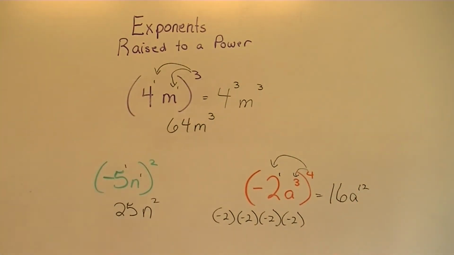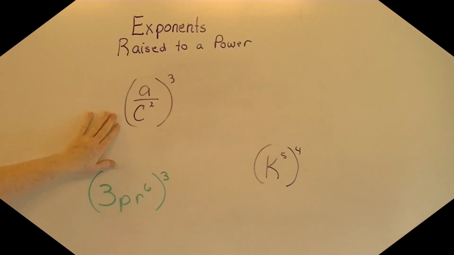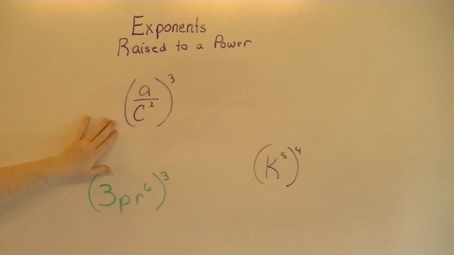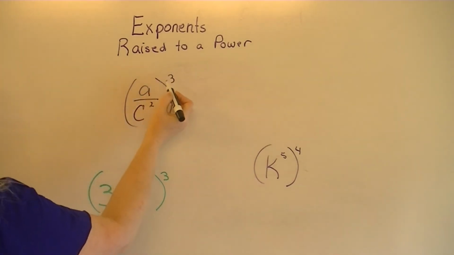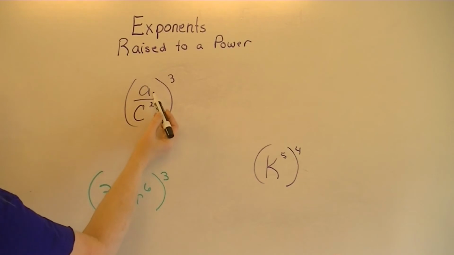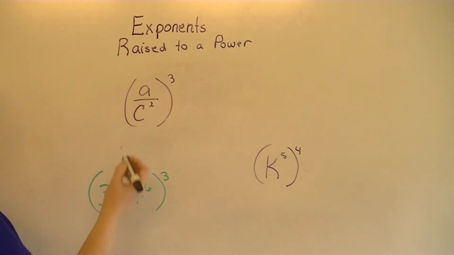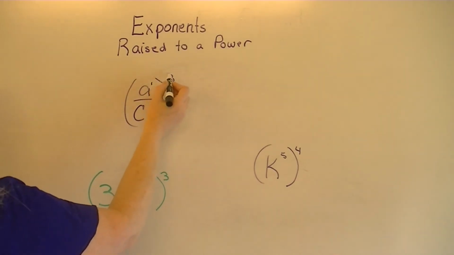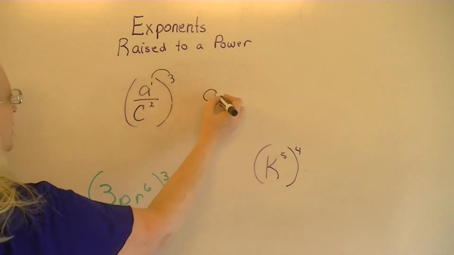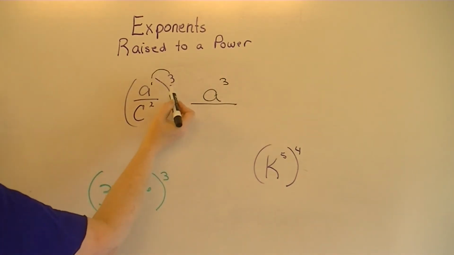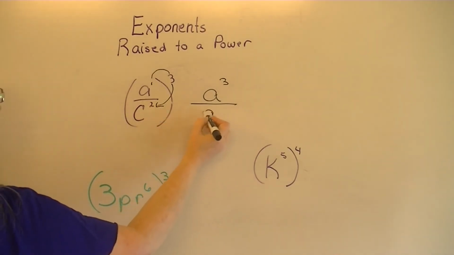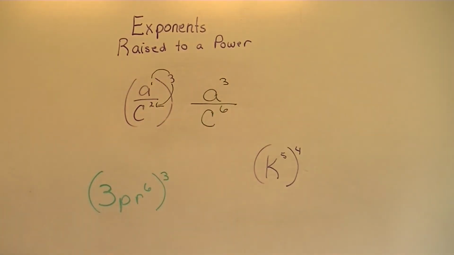Let's take a look at a couple more problems. In this first problem, we're seeing division. What we're going to do is go along with the same concept. We're going to apply this third power to the a and to the c. So a, we don't see a power, so it's understood that it's 1. So if I take 3 times 1, I'm going to get a cubed. And now I don't want to forget the denominator. So I'm going to take the 3 times the 2, and I'm going to get c to the sixth power. And that's actually the answer. It was really pretty easy.